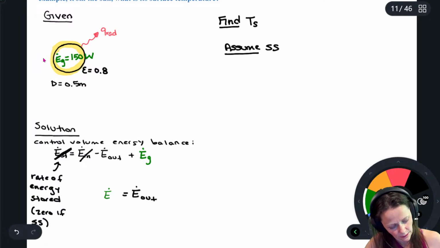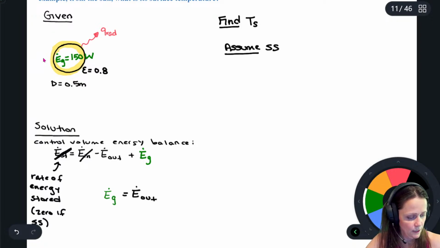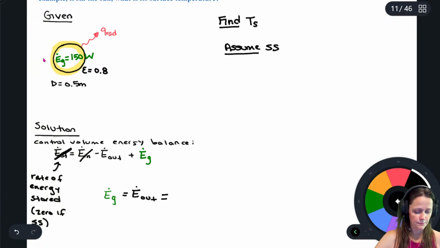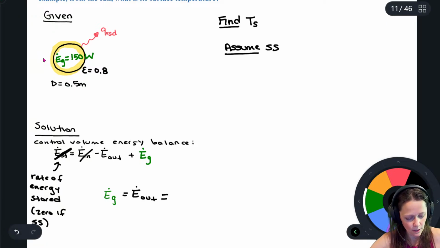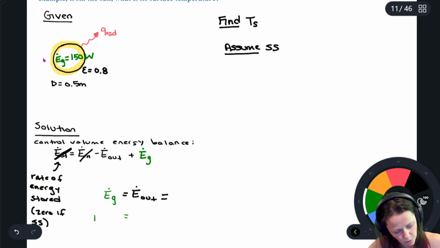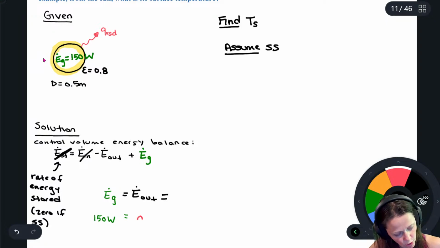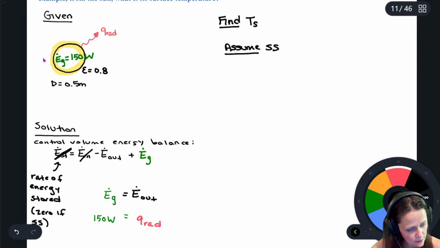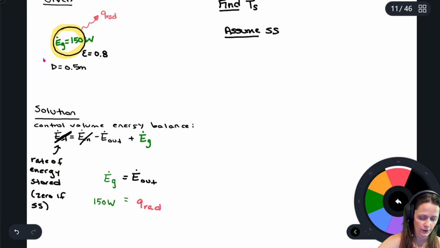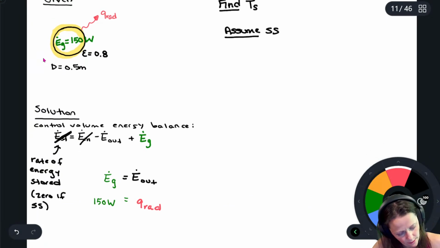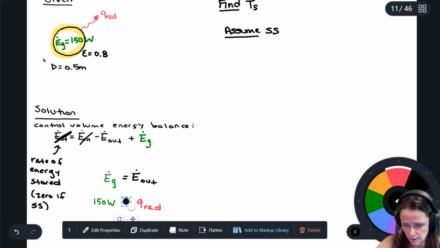I'm going to bring the E dot G over here actually. Okay. Right. So I know that this is all equal to 150 watts. And then the E dot out is equal to that Q radiation that I drew before. All right.